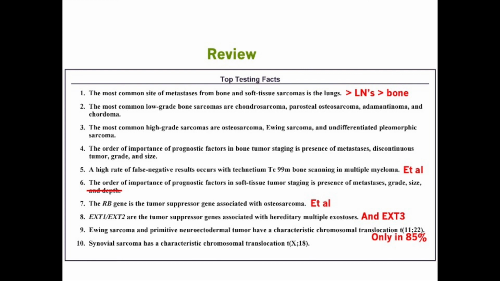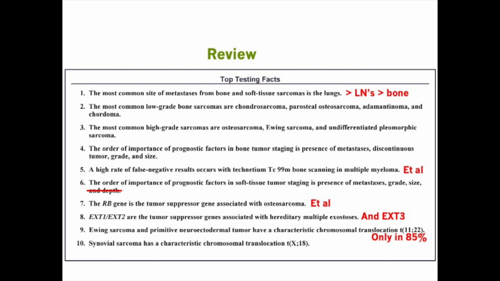The order of importance of prognostic factors in bone tumor staging is number 1, are there already metastases at presentation? Number 2, is there discontinuous tumor, which is essentially a skip metastasis? What's the grade of the tumor, and what is the size of the tumor? A high rate of false negative results occur with bone scans in multiple myeloma, et al., because, again, purely lytic processes. So educate yourself on what those may be when you're suspicious of that diagnosis or have that diagnosis and you need to fully stage them, you don't want to get a bone scan. Instead, you want to get a skeletal survey.